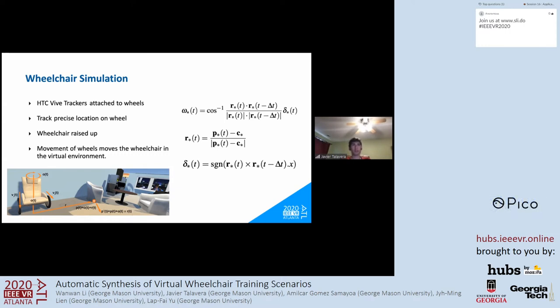So on the right, we calculate the angular speed of both sides of the wheels, w(t), as a function with respect to time t, where r(t) is the radius vector of a wheel, defined on the right, and delta(t) is the rotation direction of wheels, defined there as well. In our simulation approach, the wheelchair is always facing along the z-axis. Wheelchair movement in the simulation is done by translating and rotating the scene rather than the virtual wheelchair. For example, when the wheelchair seems to move forward in the simulation, it actually remains static while the scene moves past it.